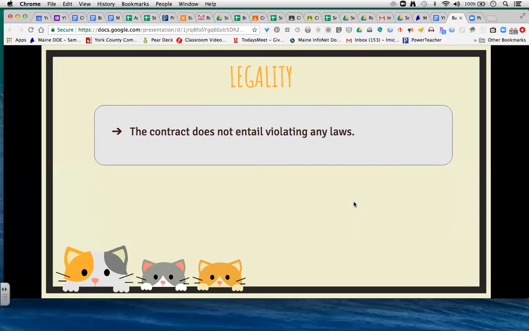Legality is another element of a contract. The contract should not entail violating the law. If it does, it will not be enforced.